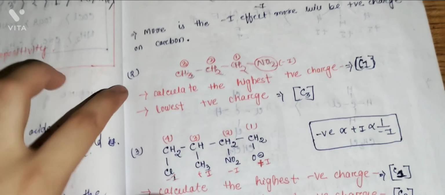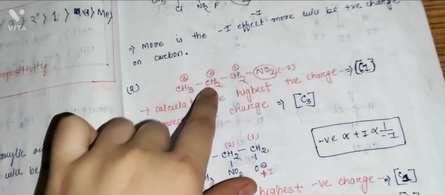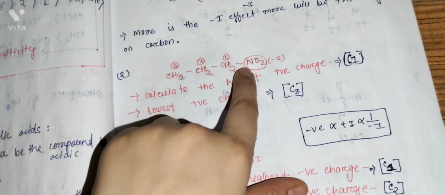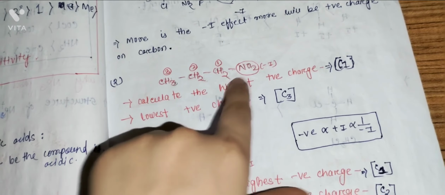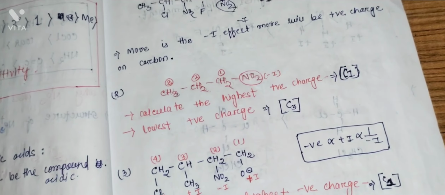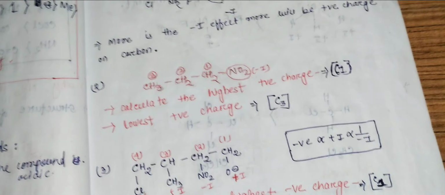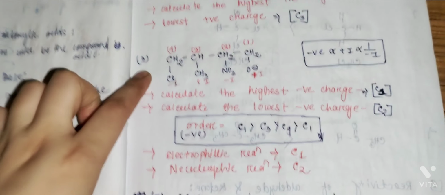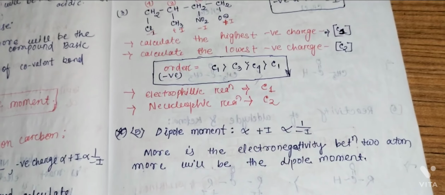Then here is the second question, that is CH3, then CH2 and NO2. The NO2 group also shows the minus I effect. Then you have to calculate the highest positive charge and the lowest positive charge. Then for the third example, you should follow the questions as they are.